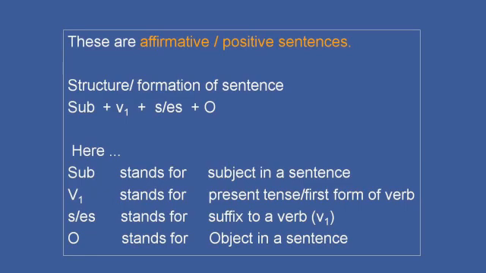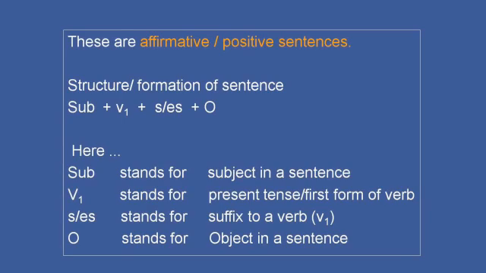The structure or the formation of affirmative or positive sentences is subject, then first form of verb with or without s or es, and then object. Here, sub stands for subject in a sentence. Subject is the doer or the performer of an action or something which is talked about in the sentence.